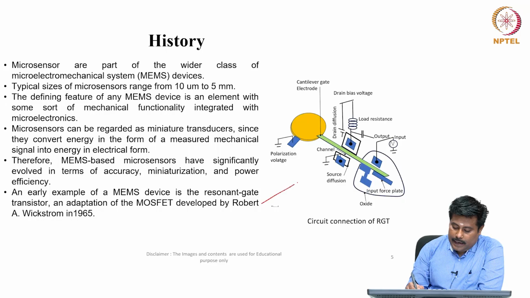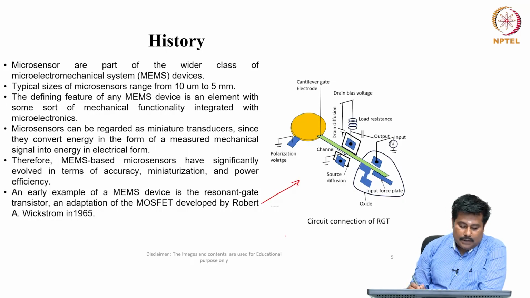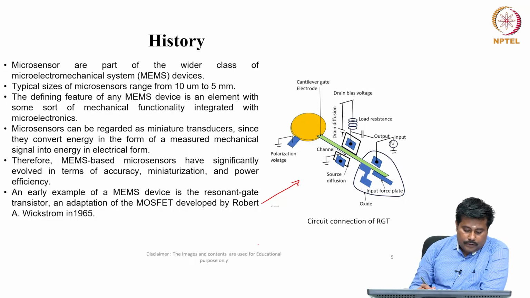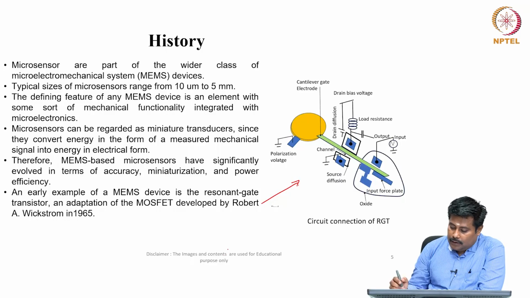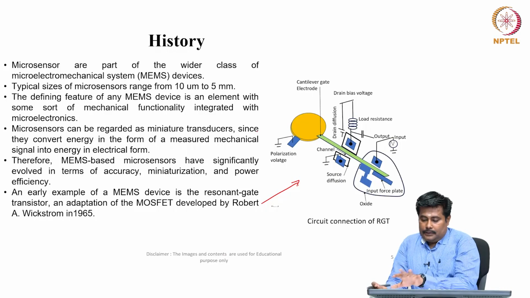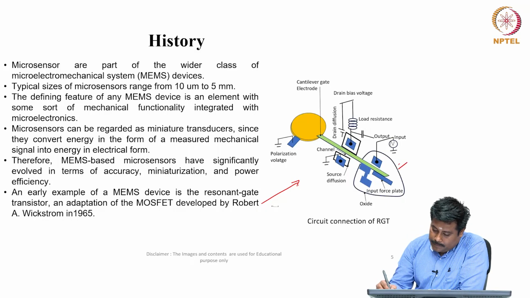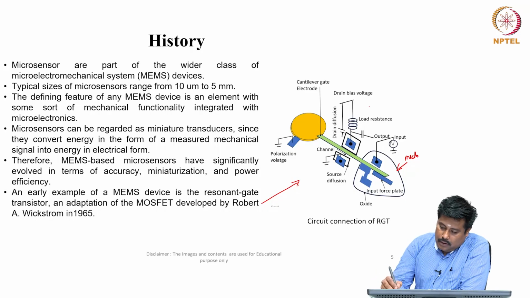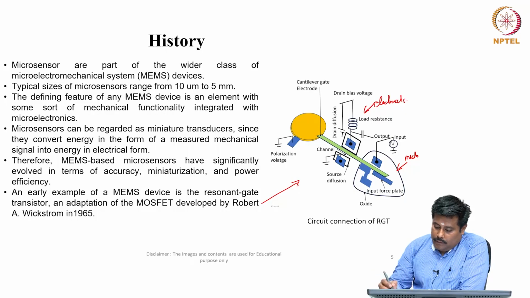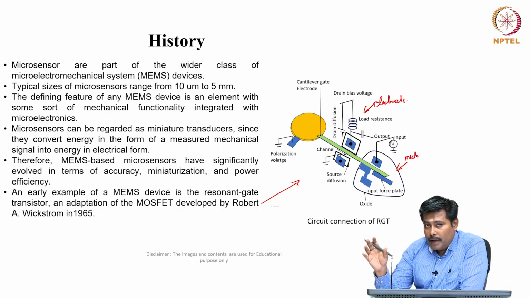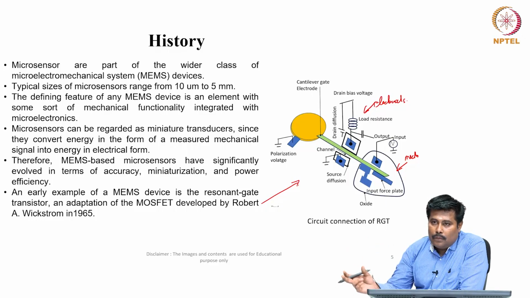Now, let us take an early example of a MEMS device. It is the resonant gate transistor, an adaptation of the MOSFET developed by Robert A. Wickstrom in 1965. The reason for bringing up this particular example is that, on a small scale, we find a mechanical system and we can observe an electrical system which is being integrated over here. So, any kind of complex system can be connected appropriately in such a way that we can integrate it for developing micro devices or micro robots based on the application.